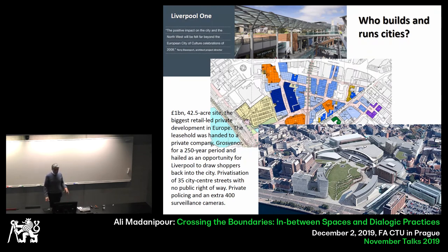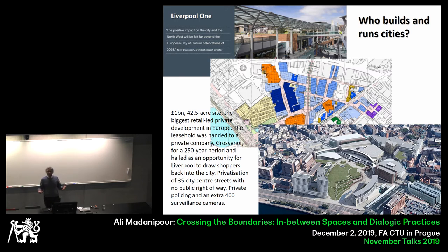And this is another example that you see of the change in the balance of the public and the private. This is from Liverpool. It's a project that has won many architectural prizes. It's called Liverpool One. And what it does is it creates a 42.5-acre site, privatizing 35 streets in the city center, given for 250 years to a private foundation to develop. So this changes the relationship of power, accountability, and publicness in a city.